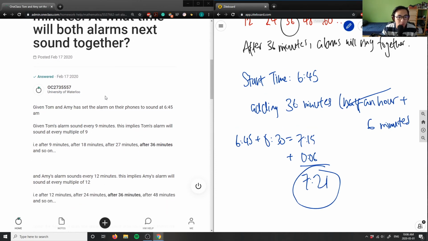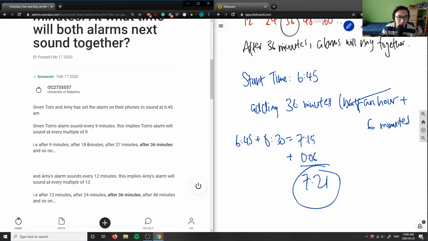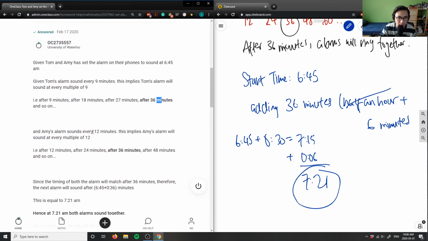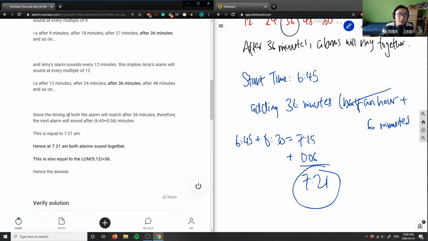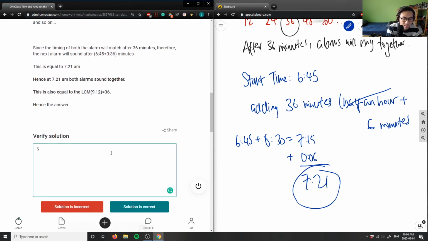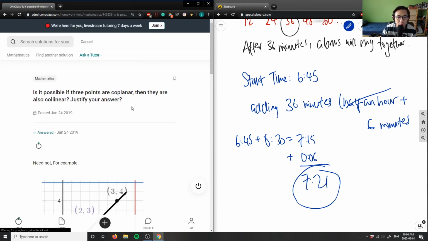So let's look at the solution here. Given Tom and Amy have set their alarms to sound at 6:45, good. They sound every 9 minutes, so that's good. So they were at 9, 18, 27, 36. Amy's is every 12 minutes, so after 12, 24, 36, and 48, which is good. And since the timing of both alarms match after 36 minutes, the next alarm will sound at 6:45 plus 36 minutes, which is 7:21 here. So this is the correct answer. Solution is correct. Good analysis. So they use the concept of lowest common multiple here, right?